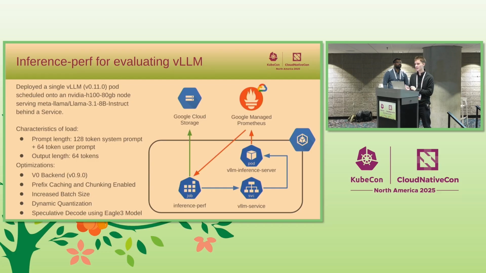And as for the load, we had a 128 token system prompt, so the shared prefix, and that's made up of randomly generated tokens, plus a 64 token user prompt made up entirely also of randomly generated tokens. And the output length we specified was 64 tokens, and then we had specified a base case, and then we tested a series of optimization variations of that base case. So using the V0 backend from an older version of vLLM, enabling prefix caching and chunking, increasing the batch size, using dynamic quantization, and using speculative decode with an EAGLE-3 model. So next few slides, we'll be going over the results.